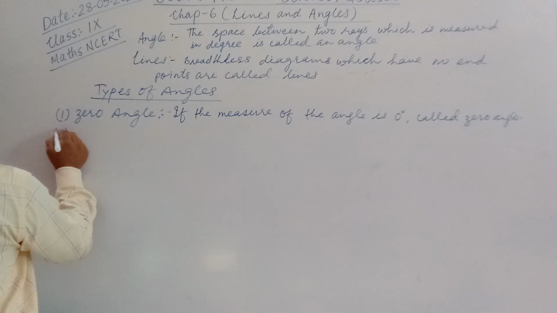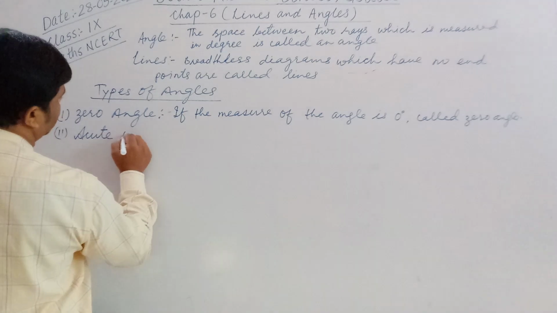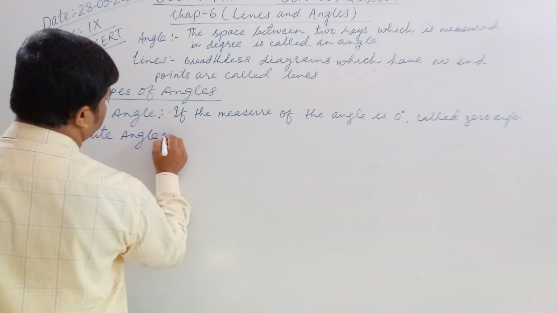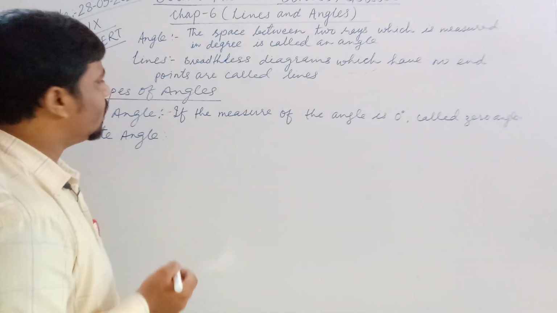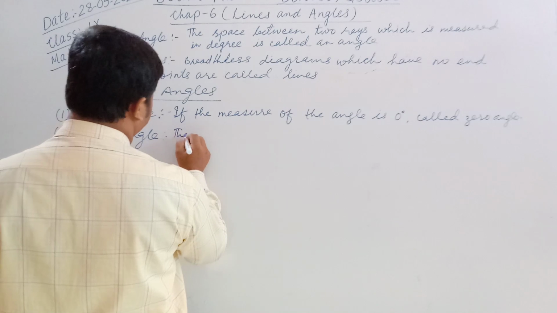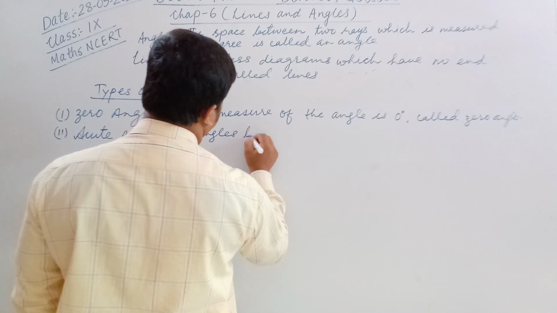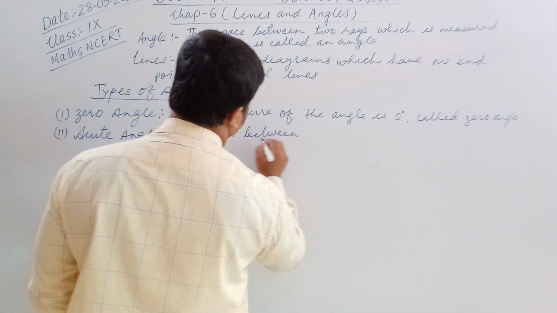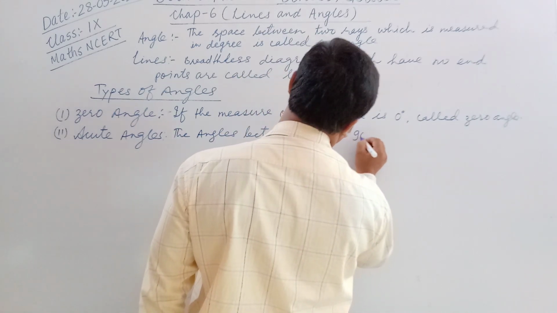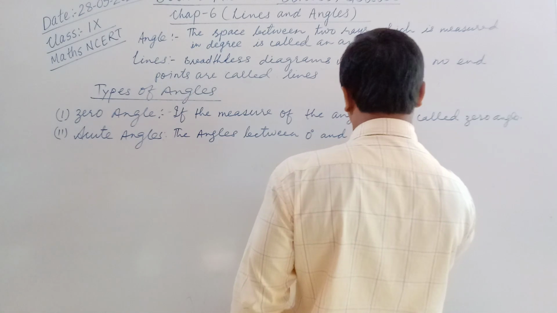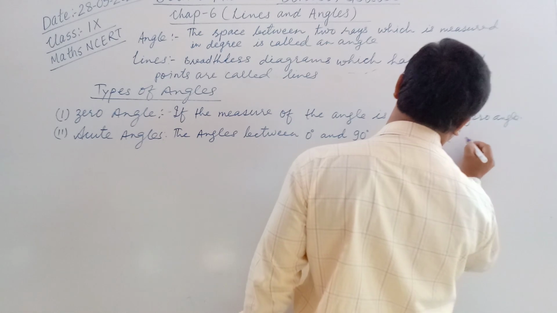Another, acute angle. The angles between 0 degree and 90 degree are called acute angles.